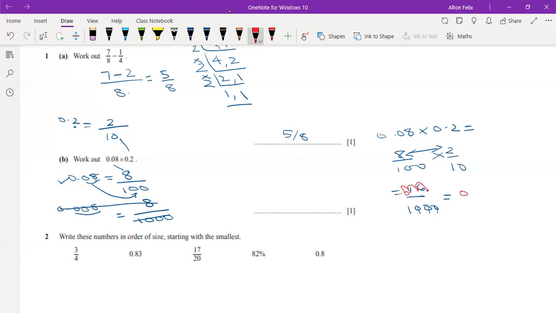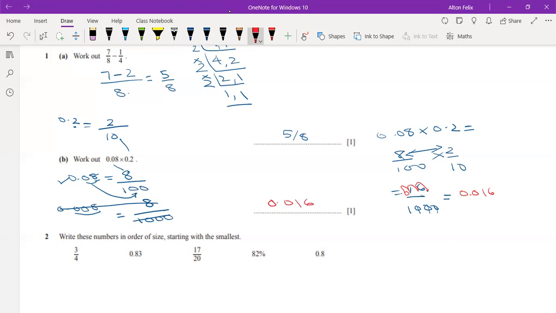So therefore, your answer will be 0.016. Now, your solutions and your multiplication can always be double checked using your calculator. But your working must be shown. Right, so let's look at question number 2. So this solution here will give us 0.016. Let's go to question number 2.